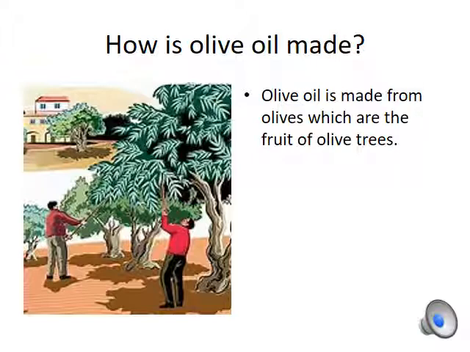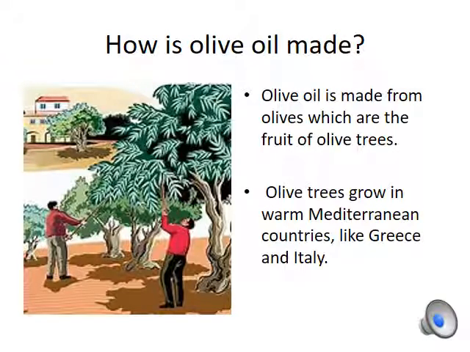Olive oil is made from olives, which are the fruit of olive trees. Olive trees grow in warm Mediterranean countries like Greece and Italy.